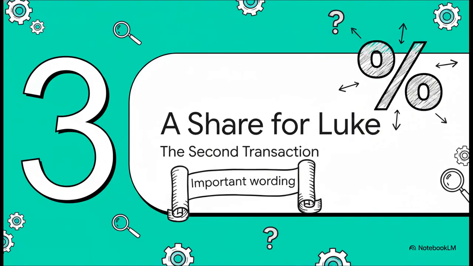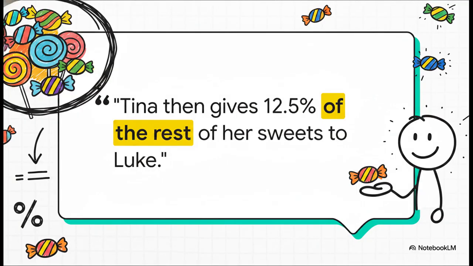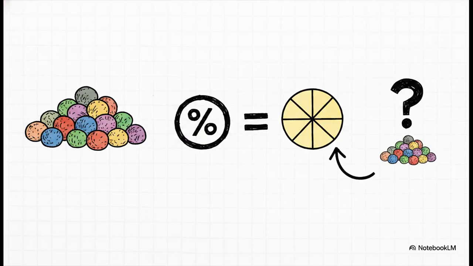All right, on to the second step. This one throws a percentage into the mix, and it has some very important wording we need to pay super close attention to. Okay, this is the whole key right here. The phrase "of the rest." It's not 12.5% of her original amount. It's of the sweets she has left over. And right now, she has 80 sweets, so we're calculating 12.5% of 80. Let's figure out what 12.5% of her remaining 80 sweets actually is.